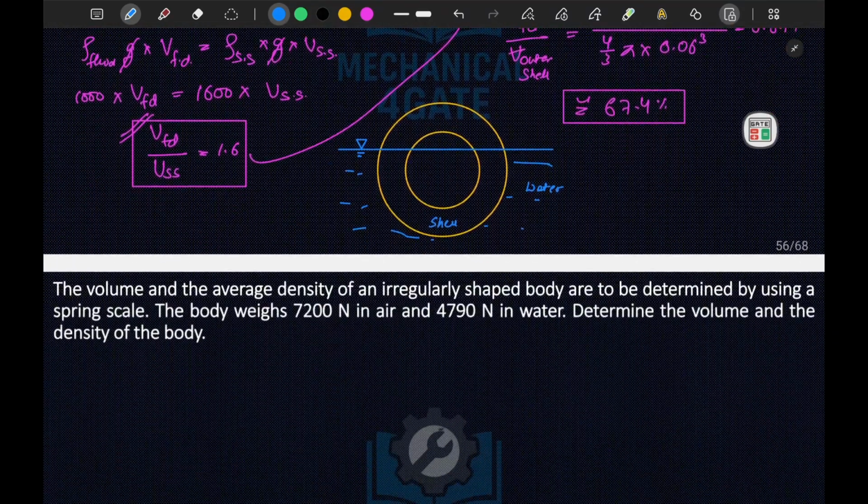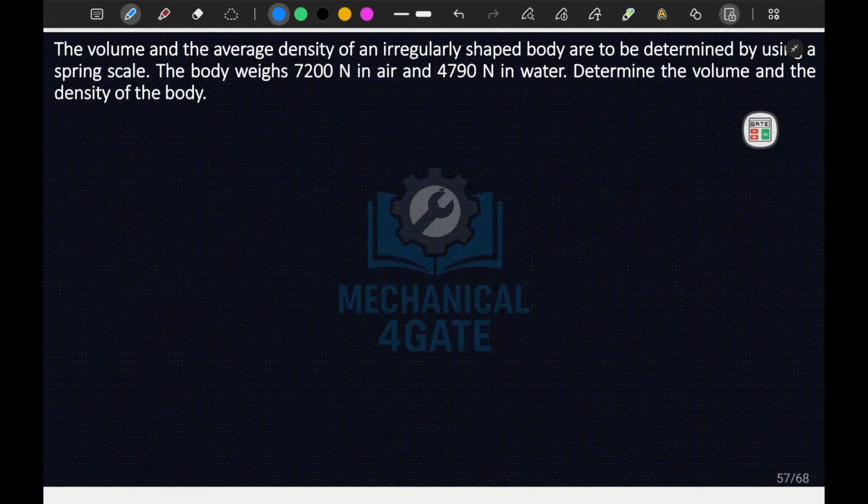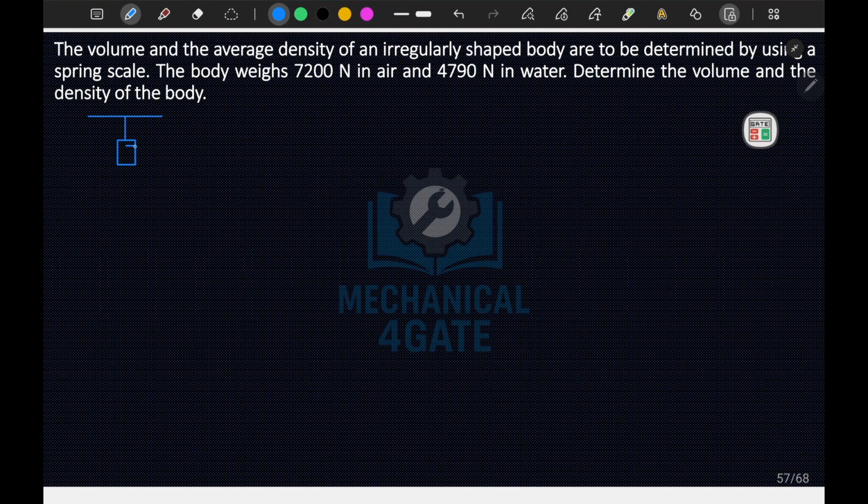Now we will move to our next question. In this question it is mentioned that the volume and average density of the irregular shaped body are determined by using a spring scale. The body weight is this many Newton in air and this many Newton in water. Determine the volume and the density of the body. When we measure the weight, we attach the object to a spring scale. Now we have suspended the object to this.